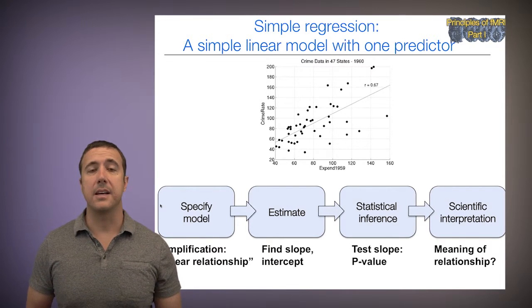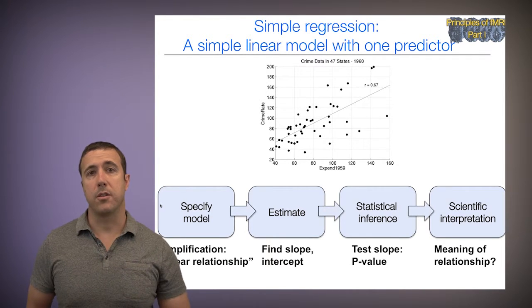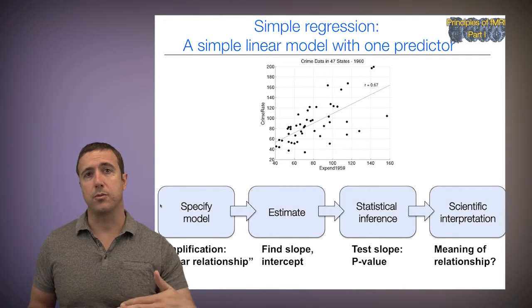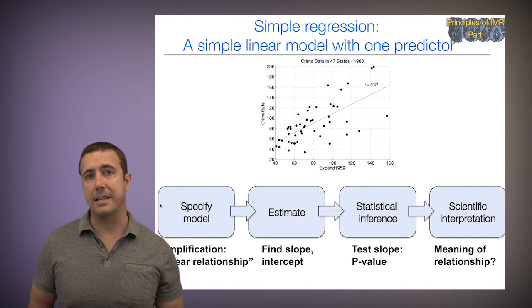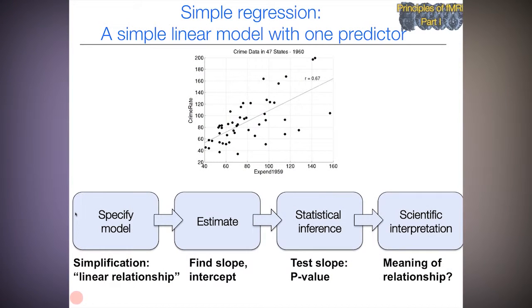I'd like to test the significance of that slope and get a p-value, which relates to how likely it is that I've observed a slope like this under the null hypothesis that there is no actual true relationship, that the line is actually flat, plus noise. And finally, when I find significant effects, I want to make a scientific interpretation, which has to do with the meaning of this relationship.